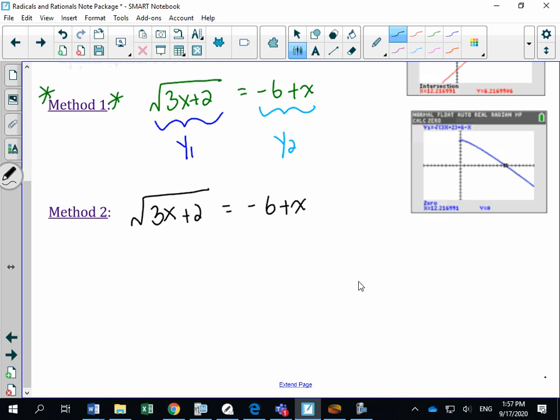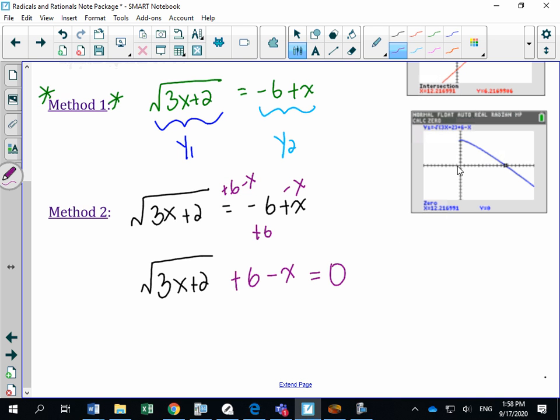What I would get if I do that is the square root of 3x plus 2, and if I add 6 to both sides, I'd get plus 6 over here. Then I'm going to subtract x from both sides, and I would get minus x. And then I have that equal to 0. So this is called the zero method. The zero method is when you have everything on one side and get 0 on the right-hand side. We're going to be looking for a 0 on our graph, an x-intercept on our graph.